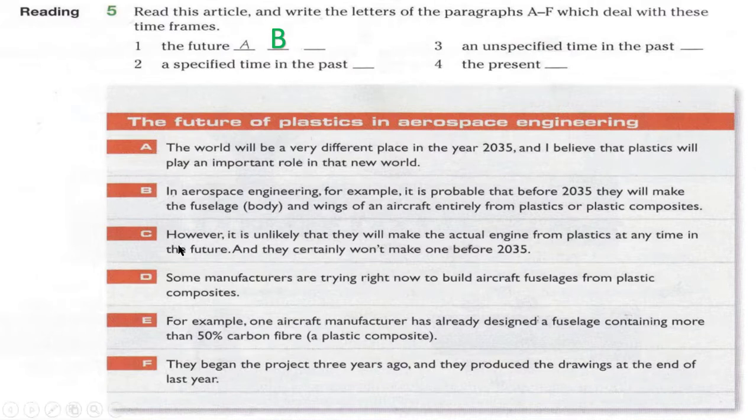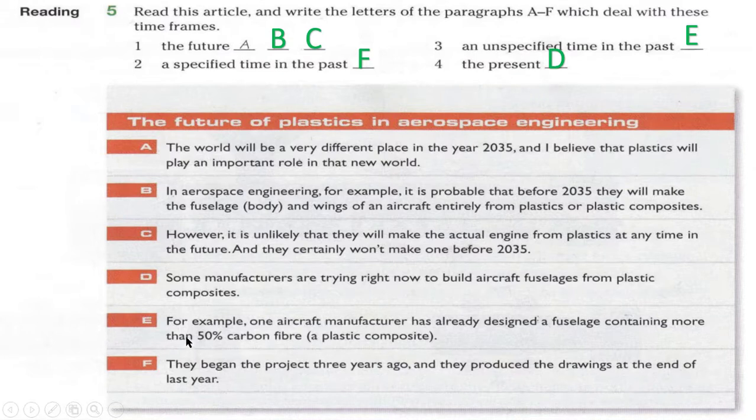Now let's move to C. However, it is unlikely that they will make the actual engine from plastics at any time in the future, and they certainly won't make one before 2035. This is also, we are talking about something that will happen in the future. So we are talking about the future. D. Some manufacturers are trying right now to build aircraft fuselages from plastic composites. D. We are talking about the present here.